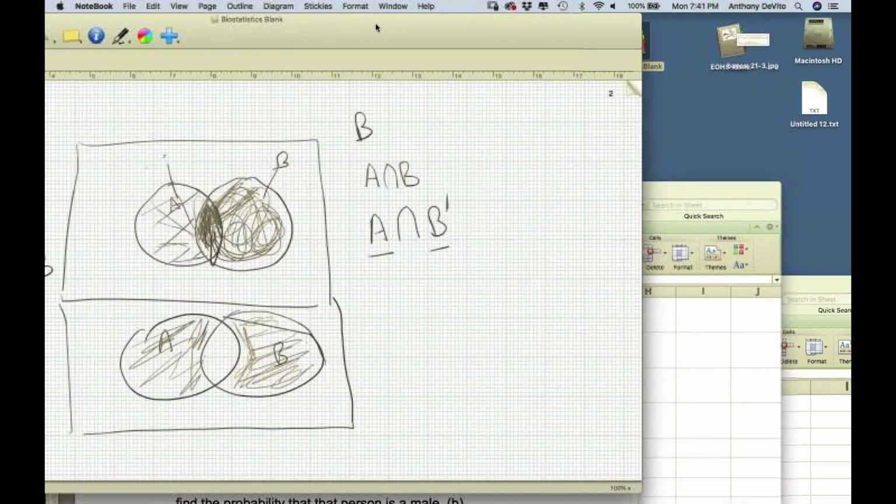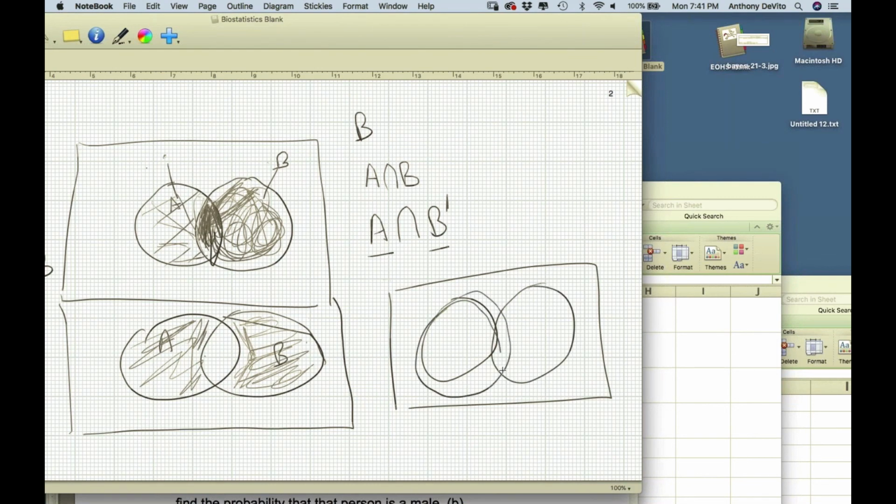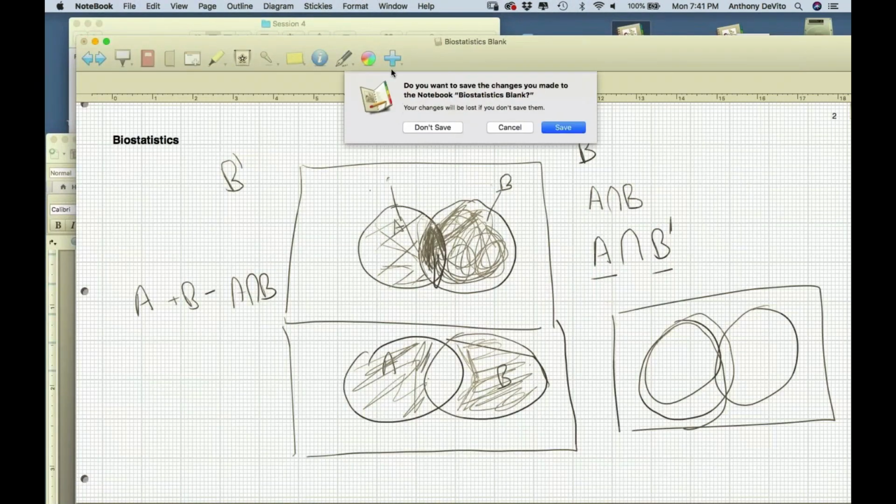And how about, more room here? Oops. Let me start with a new page. Do one more.